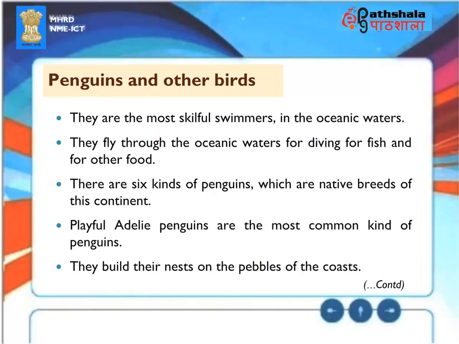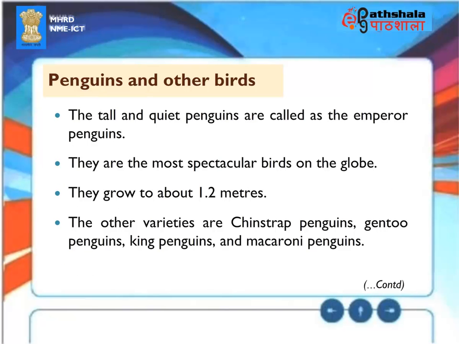There are 6 kinds of penguins that are native to this continent. Playful Adelie penguins are the most common kind of penguins. They build their nests on the pebbles of the coasts. The tall and quiet penguins are called emperor penguins. They are the most spectacular birds on the globe. They grow to about 1.2 meters. The other varieties are chinstrap penguins, gentoo penguins, king penguins, and macaroni penguins.